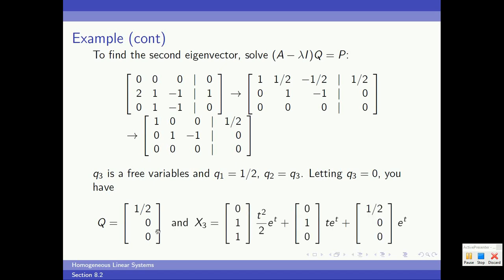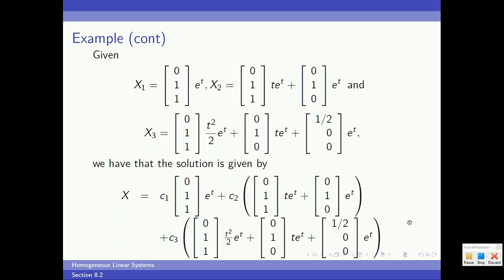So my x3, I have my k, that was my original k, t squared over 2 factorial e to the lambda t. This was my p, t e to the t, and then this is my q, e to the t. So always the new one goes with the last. So I have my 3 solutions. To find my general solution, I basically take the linear combination of these.